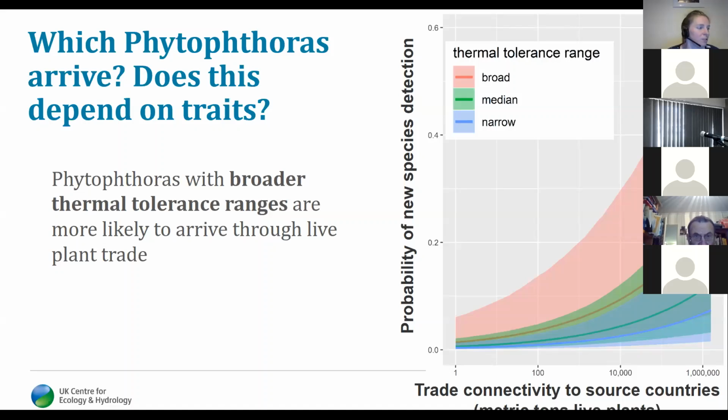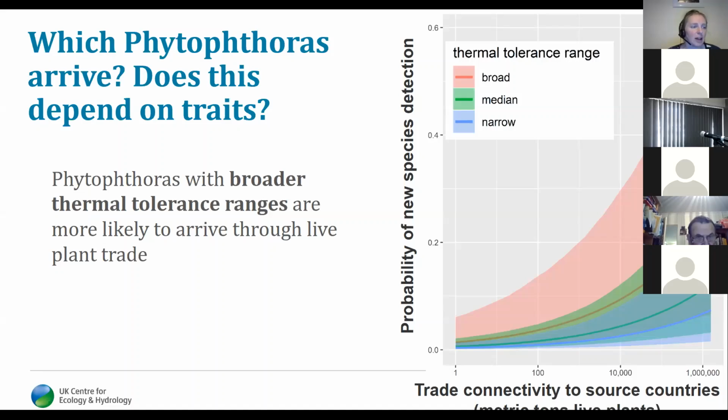And these are some early results. So we're finding that more imports from the source distributions increases the probability of a new Phytophthora detection. But the strength of that effect seems to vary among species with different trait values.